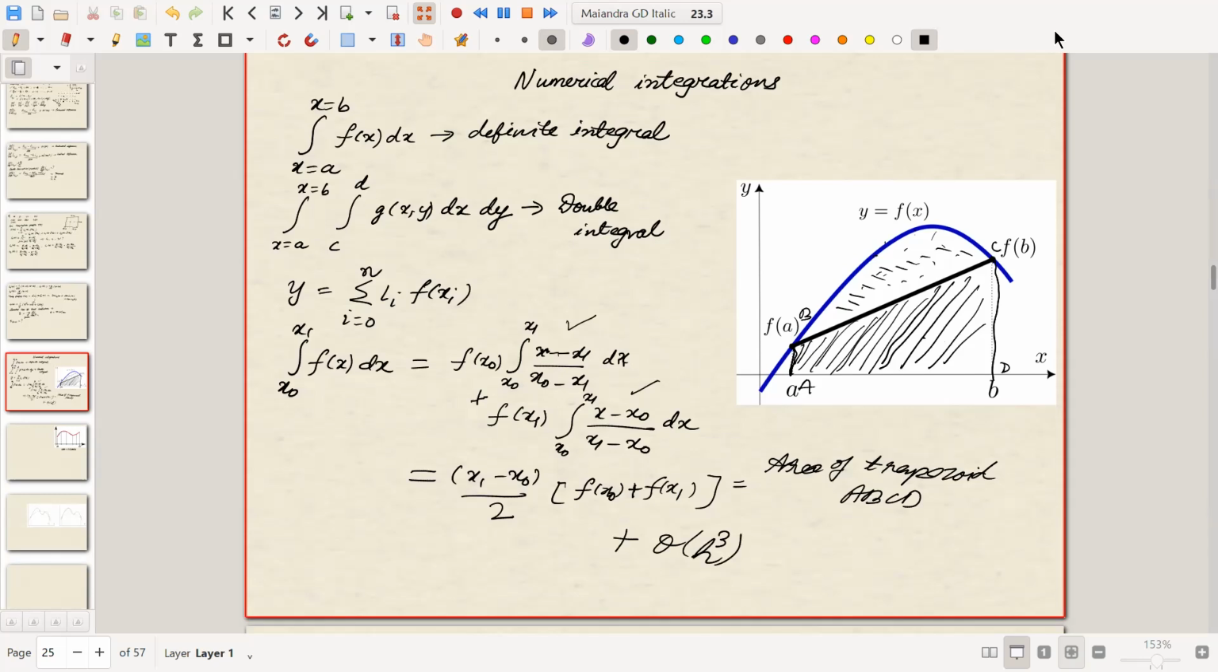But then you should ask me, order of h cube is a very small error, right? But this is just with 2 points. This is just a local trapezoidal rule. There is another rule known as the composite trapezoidal rule. That means we can divide A to B into multiple segments, which you normally do in Python like linspace, A to B, how many points you want to divide. Now for each of these segments, you can approximate via a trapezoid. That is known as the composite trapezoidal rule.